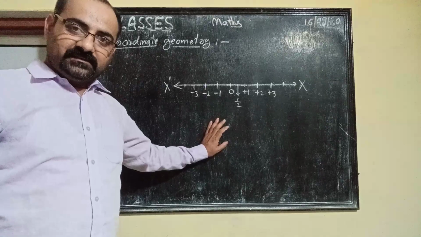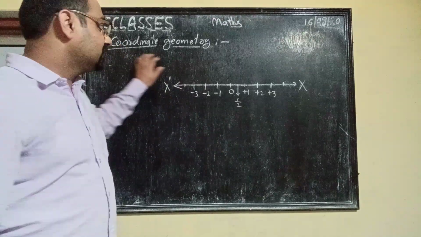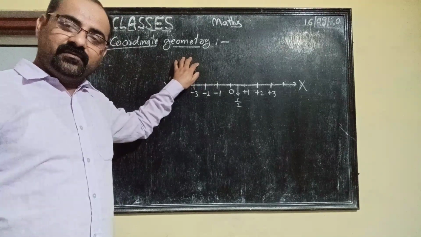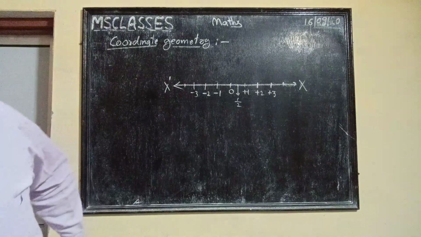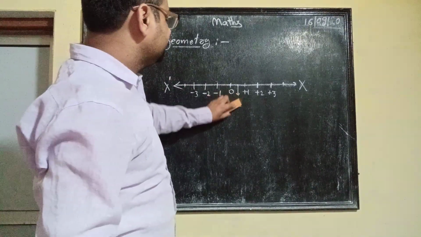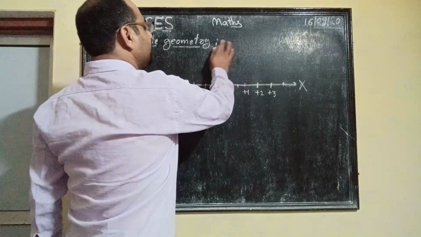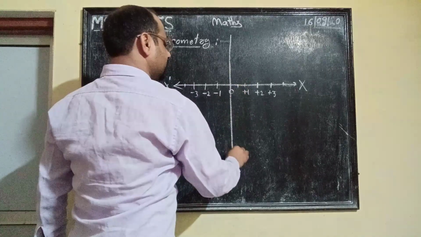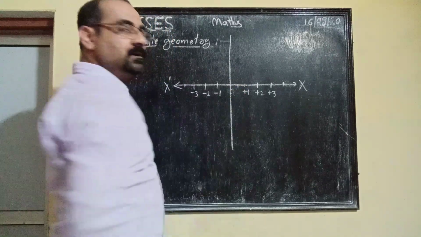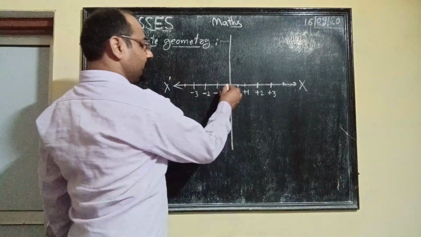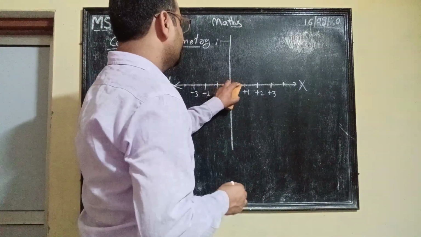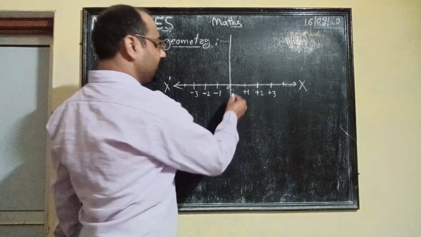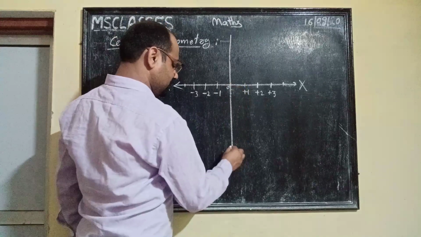Right. So guys, now we will discuss about the coordinate geometry. So in coordinate geometry we have a Cartesian plane. So what is a Cartesian plane? When two mutually perpendicular lines intersect at a point, that point is called origin and represented by O. This is O and represented by 0. The coordinates of O are 0, 0.